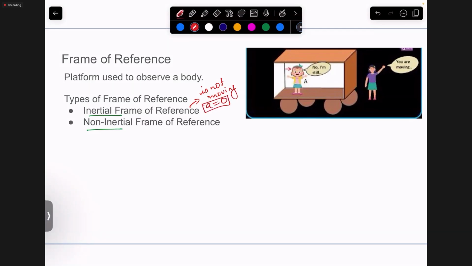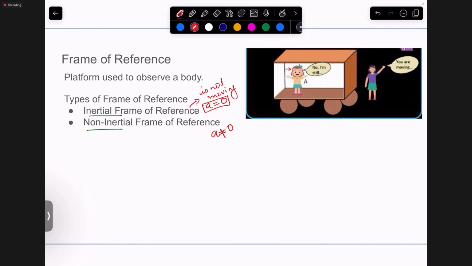Actually speaking, we are talking about acceleration here. It can move with a constant velocity also. Still the frame of reference, we take it as an inertial frame of reference. But the acceleration of that frame of reference should be zero. That is what we talk about when it comes to inertial frame of reference. When it is a non-inertial frame of reference, the frame of reference is accelerating. So the acceleration of the non-inertial frame of reference is not equal to zero. It will have a non-zero acceleration.